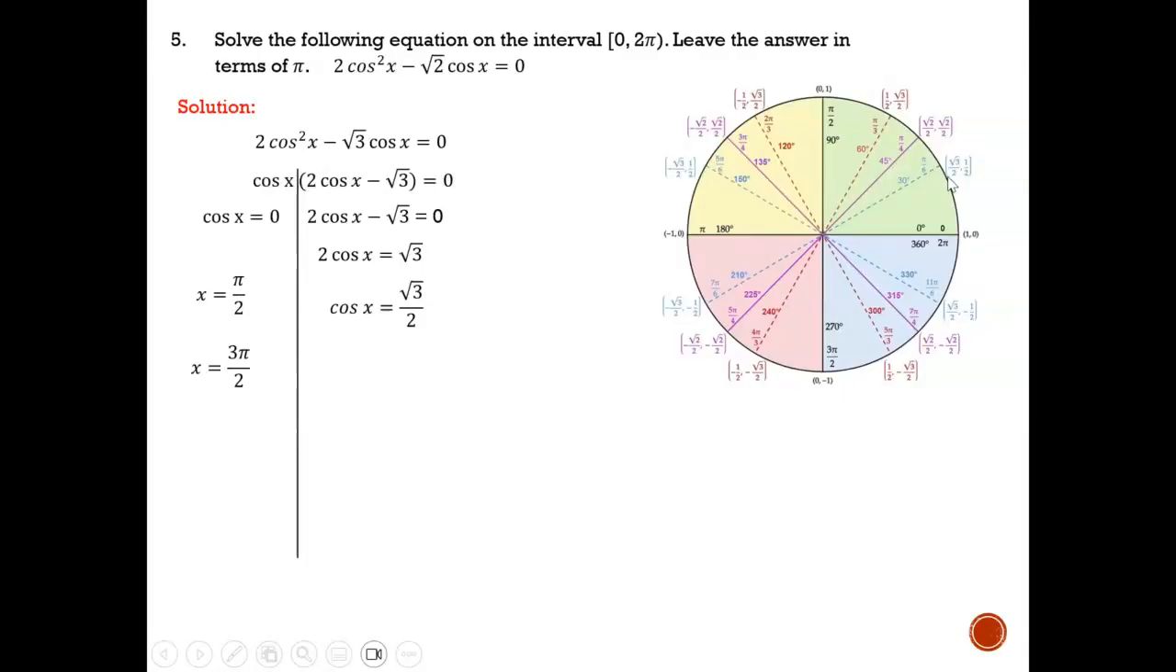So it's going to be pi over 6, right? And also 11 pi over 6. So these are my 4 solutions: pi over 6, pi over 2, 3 pi over 2, 11 pi over 6. I just put them in order, right? That's how you solve trig equations with a given interval. Okay.